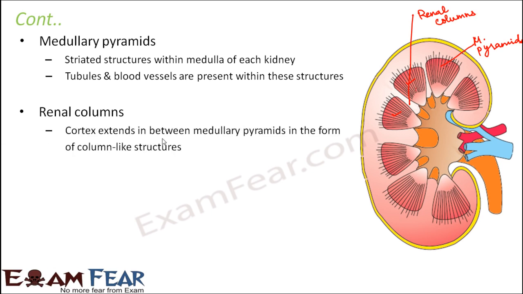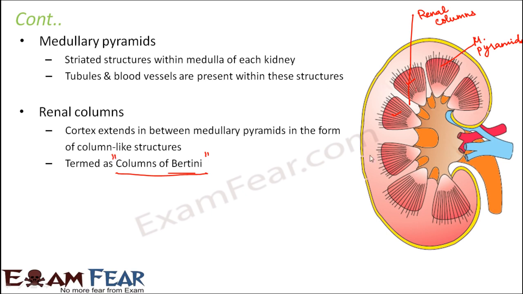So the cortex extends in between medullary pyramids in the form of column-like structures. So this was cortex, right? In a way you can say that the renal columns are an extension of the cortex in between the medullary pyramids. They are also known as columns of Bertini. This is another name for the renal columns.